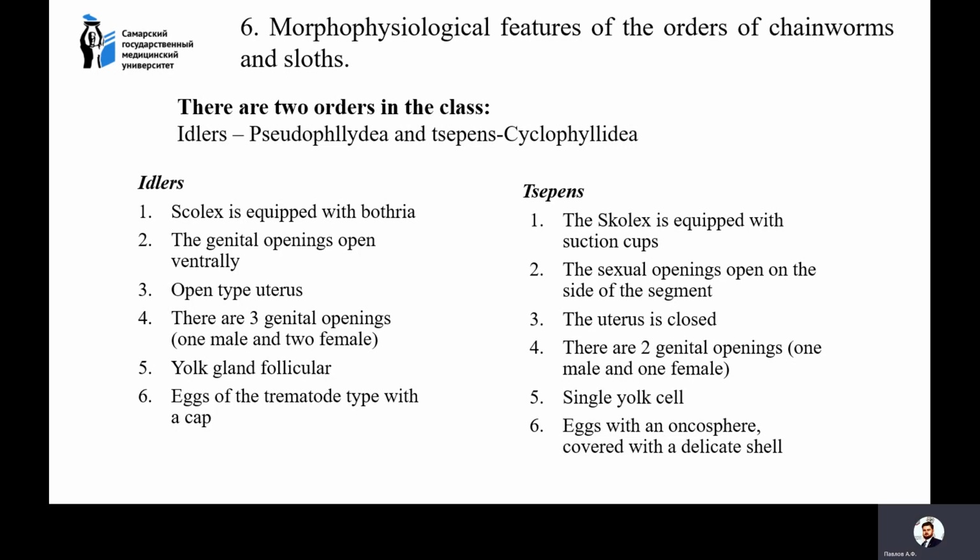Cyclophyllidea: the scolex is equipped with suction cups. The sexual openings open on the side of the segment. The uterus is closed. There are two genital openings, one male and one female. A single yolk cell, eggs with an oncosphere covered with a delicate shell.